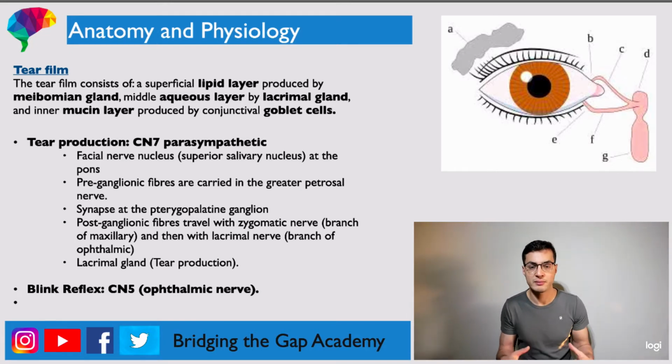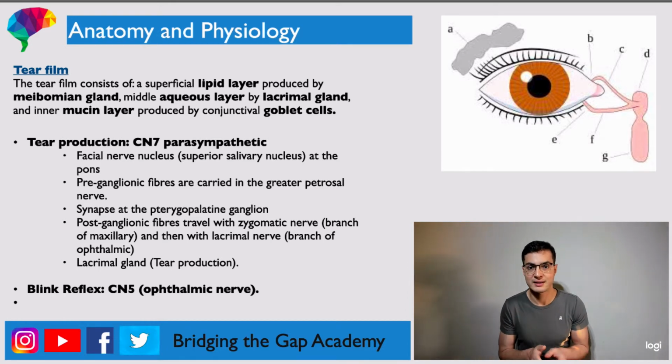If you want to delve deep, that facial nerve specific nucleus is called the superior salivary nucleus, which is present in the caudal pons. Preganglionic fibers travel from there and are carried in the greater petrosal nerve. Now, these synapse in the pterygopalatine ganglion, and from there, postganglionic fibers travel with the zygomatic nerve, which is a branch of the maxillary nerve, and finally to the lacrimal nerve, a branch of the ophthalmic nerve, to reach the lacrimal gland to tell it to produce tears.